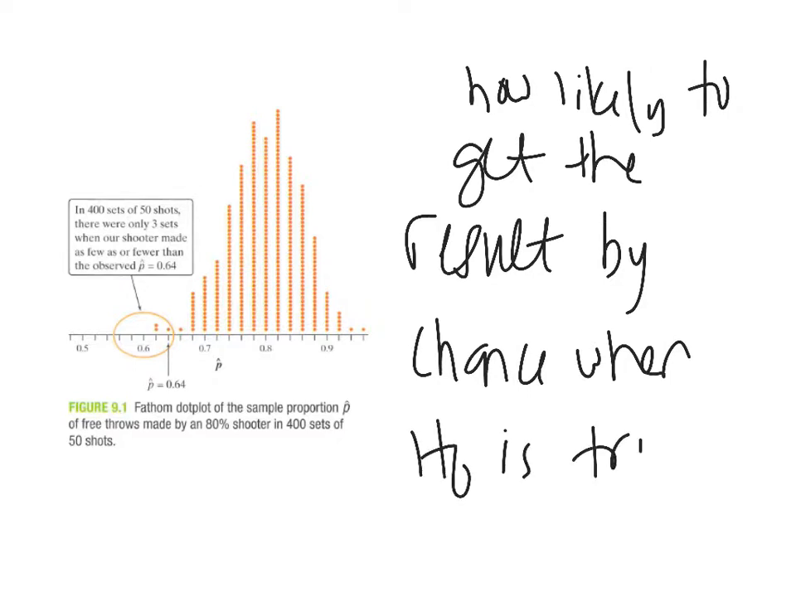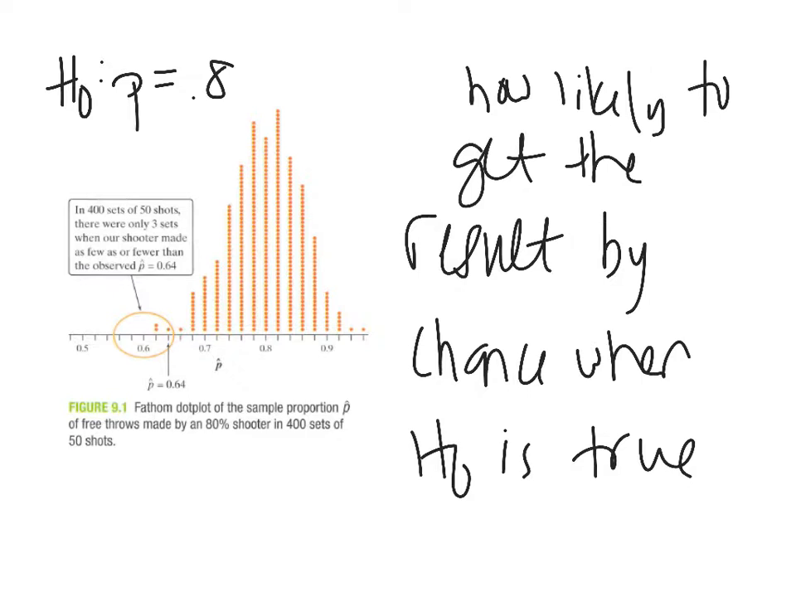So let's put this into play. Let's look at the basketball one again. In the basketball one, remember our claim, our null hypothesis here, was that he makes 80% of his free throws. Well, we did a sample, and we did a Fathom simulation.